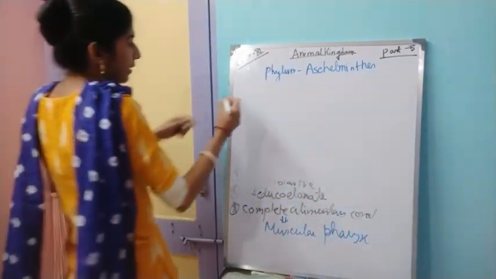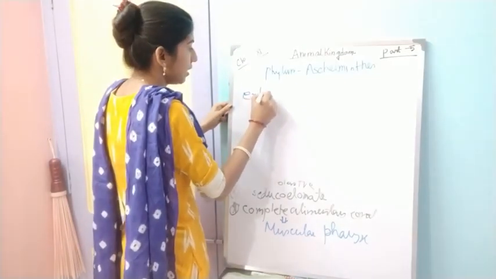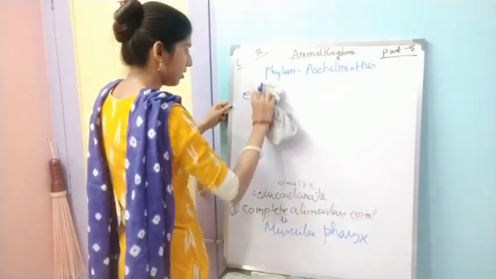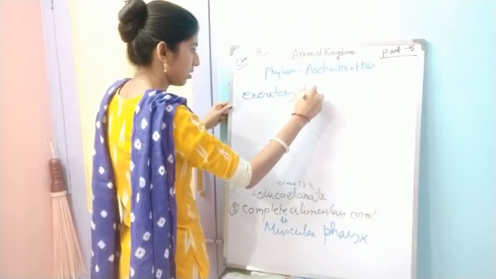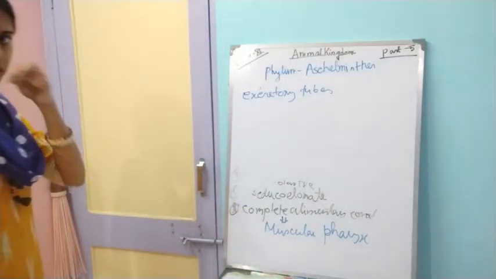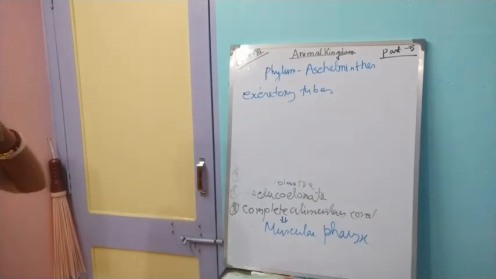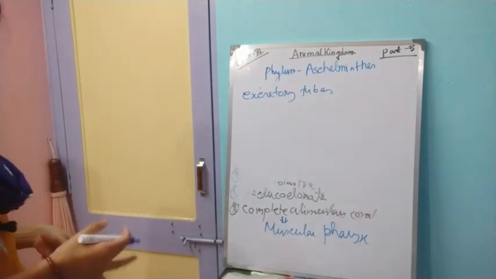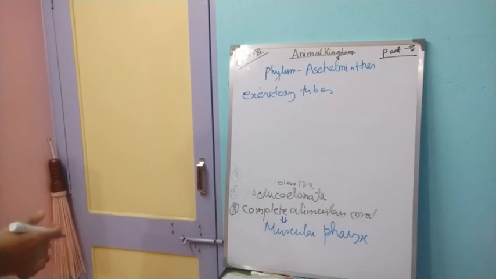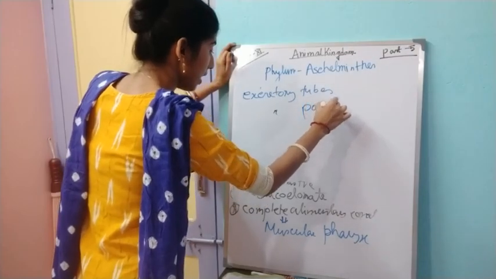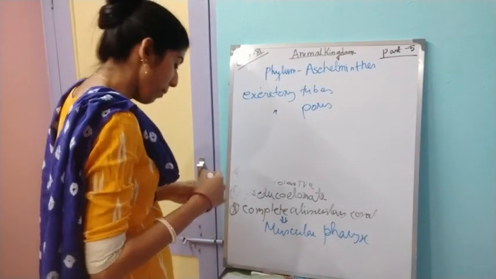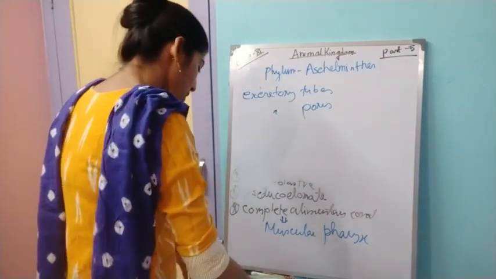Okay, they have some excretory tubes. With the help of those, they remove the excretory materials from their body, and the tubes join with the excretory pores, and with the help of those pores, they remove their excretory material from their body.